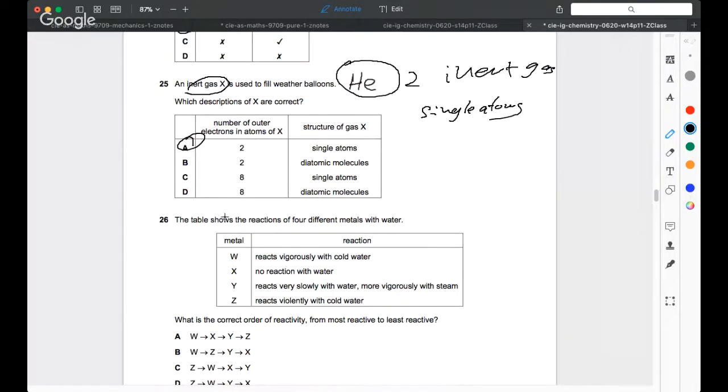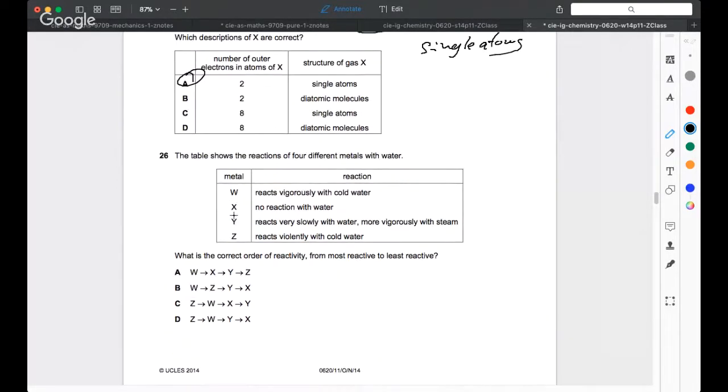Number 26. From W to Z, the most reactive will react violently. That is a description of a very reactive reaction, followed by vigorously, then followed by slowly, and then the least reactive is where there's no reaction at all. So it would be Z, W, Y, X. So the right answer is D.